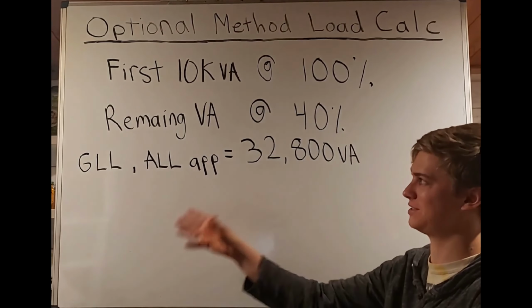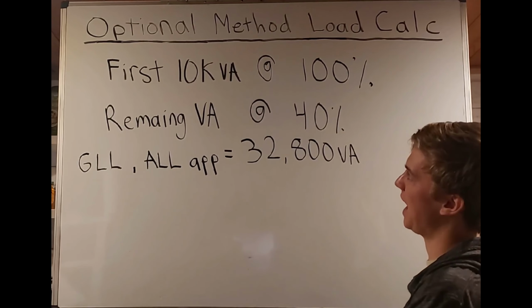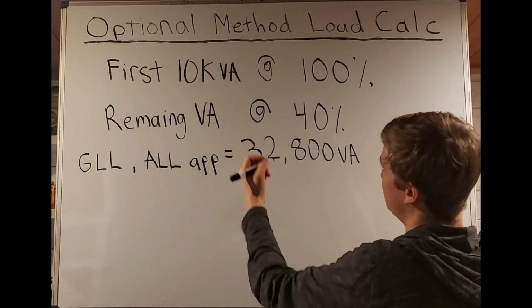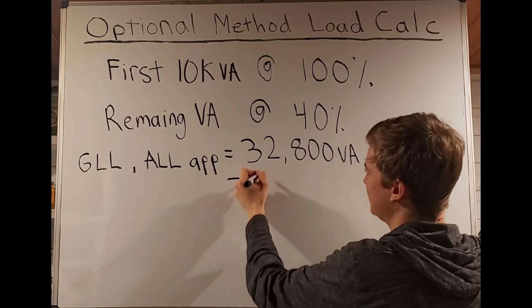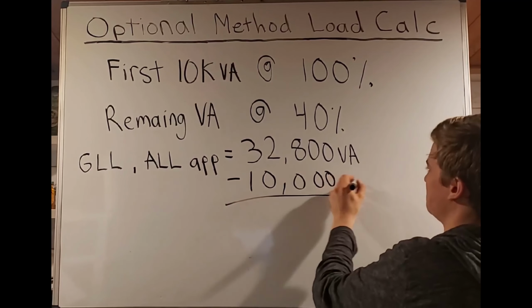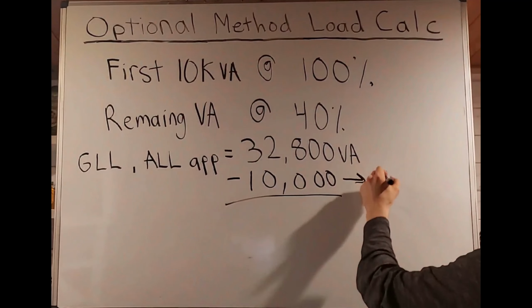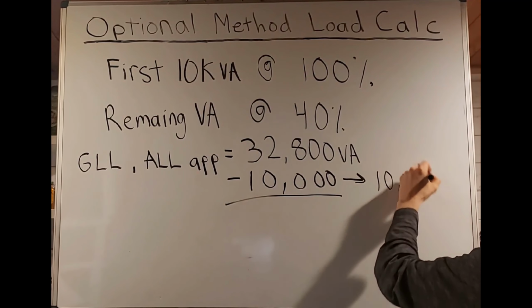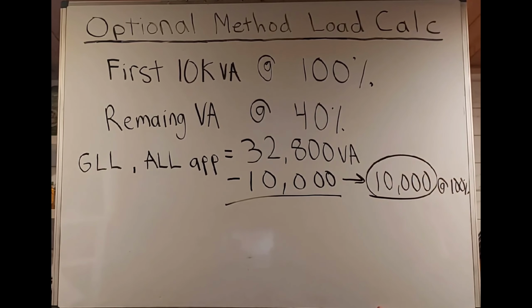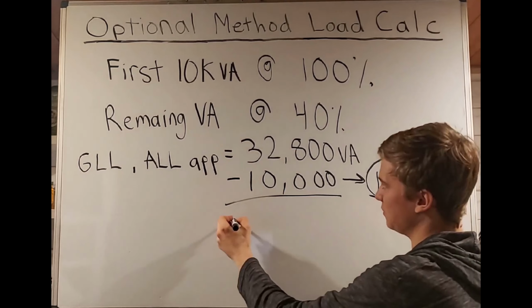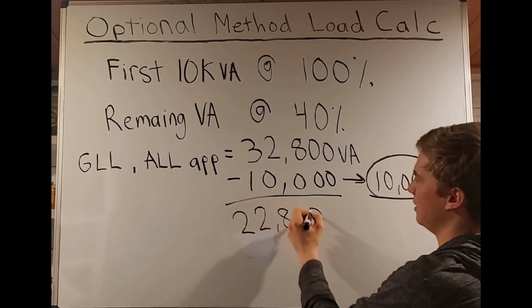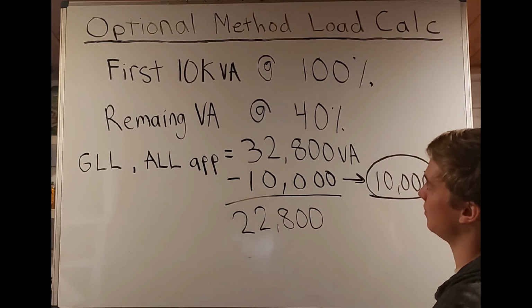Similarly to the standard method, we have the demand factor where we're taking a certain percent out, and we have the first 10 kilovolt amps. So we're going to subtract 10,000 from our total, and what we're going to think about is putting that aside. We're putting our 10,000 aside, and of course that is going to be at 100%. We're now left with 22,800. That's our remainder, and as we know, our remainder is going to be at 40%.